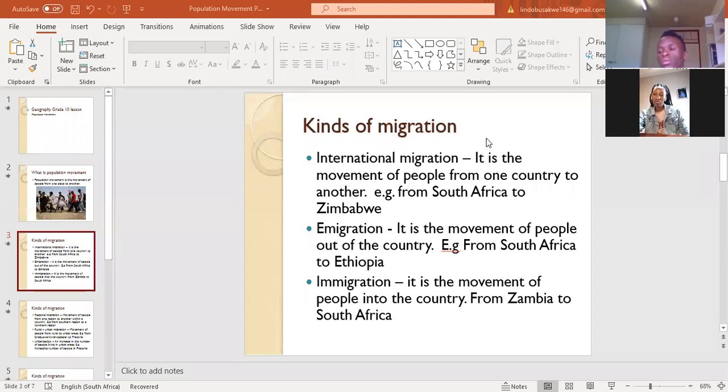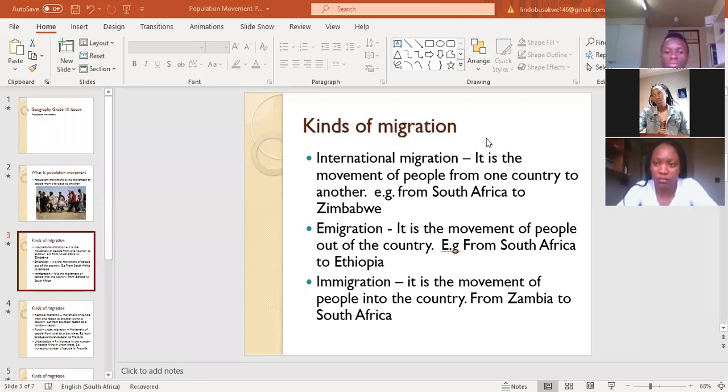The first one is international migration. When we talk about international migration, we are talking about the movement of people from one country to another. For example, you'll find people moving from South Africa to Zimbabwe, or from South Africa to Mozambique. We call such movement international migration.